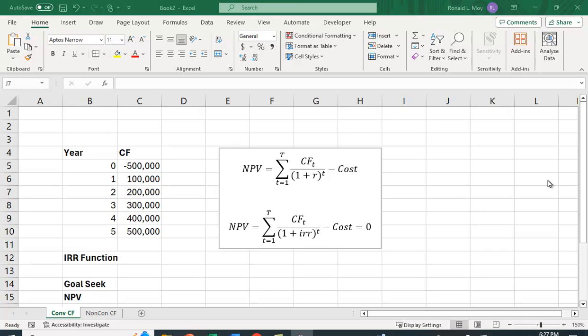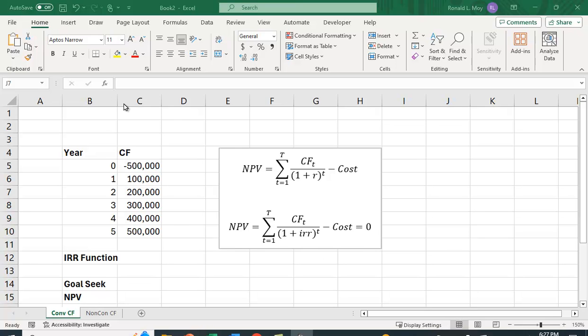Actually, it makes a lot of sense because even though Excel has an IRR function, the way IRR is calculated in Excel or anywhere else is basically using the approach GoalSeek does, which is it keeps searching until it finds the right answer. So we know that net present value is equal to the present value of the cash flows minus the cost. The internal rate of return is the interest rate that makes the NPV equal to zero.